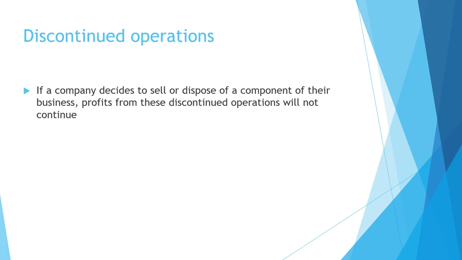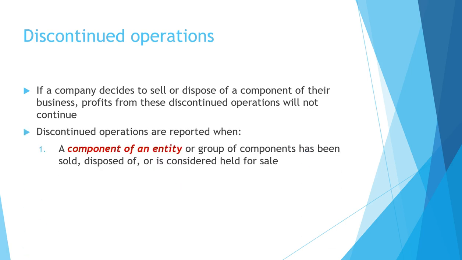Discontinued operations. If a company decides to sell or dispose of a component of their business, profits from these discontinued operations will not continue. Normally, here's how it works. The minute you decide, you have to separate out their revenue and expenses, the whole division, and you have to do it as of the beginning of the year.